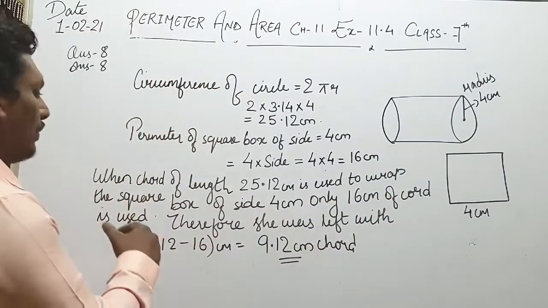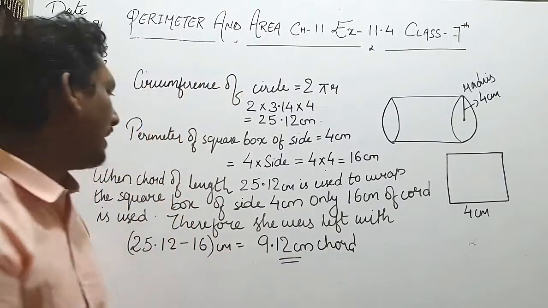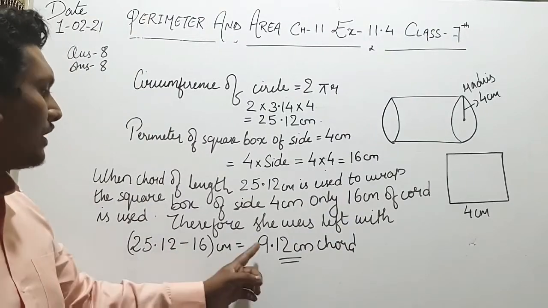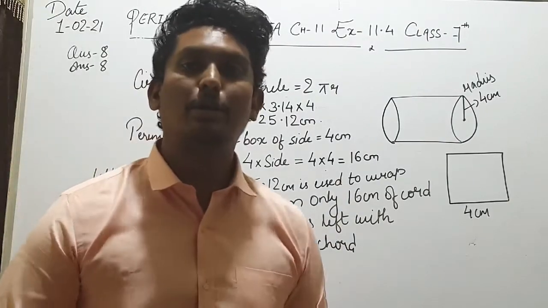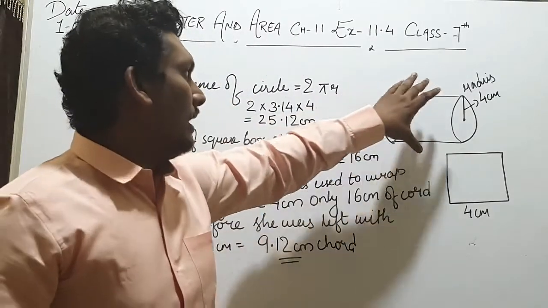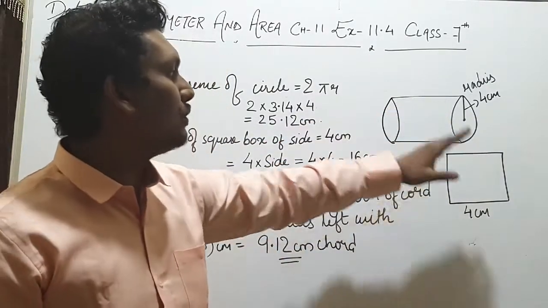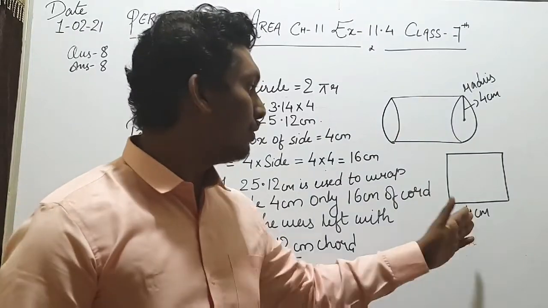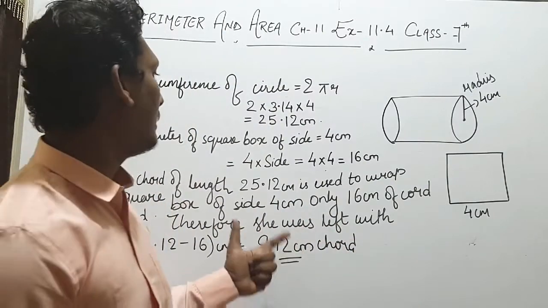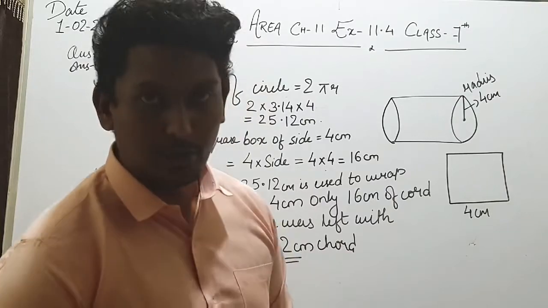So we have to find out whether she was left with some cord or not. Yes, definitely she was left with 25.12 minus 16 cm. You get 9.12 centimeter cord. The cord is used for wrapping a circular pipe, and the same cord is used for wrapping the square whose side is 4 centimeter. So she was left with 9.12 centimeter cord. Hope it is clear to you.